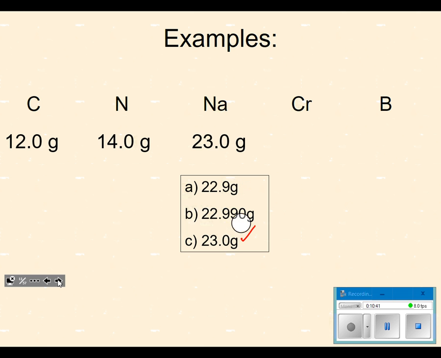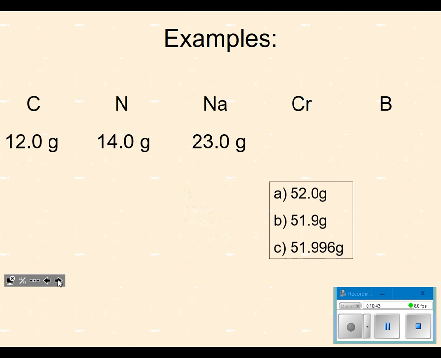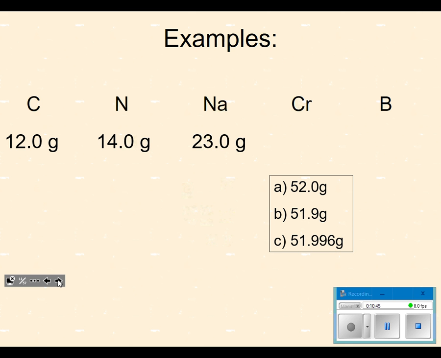Okay. Then we're going to look up chromium. Chromium on your periodic table is this one. So if you remember, I said look at the hundredth position, or the second number after the decimal. That's a 9, so that's going to cause the other 9 next to it to round up, which is going to make A our actual value of 59.0 grams.